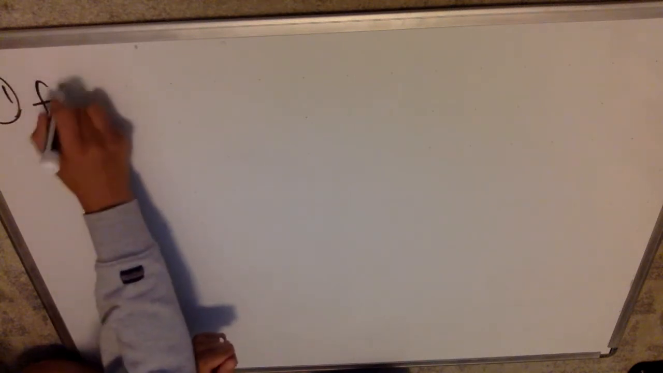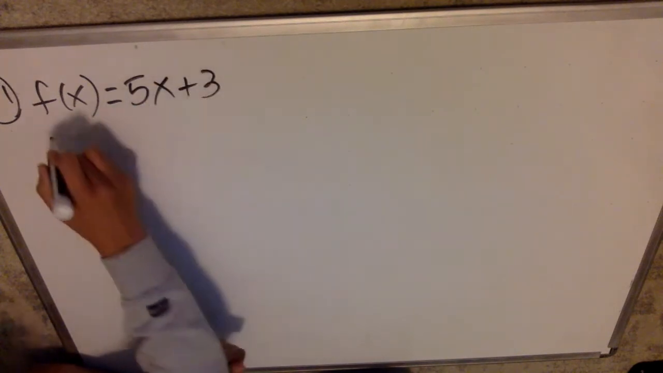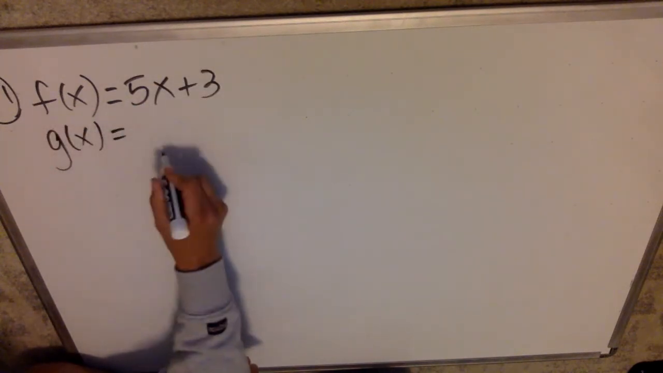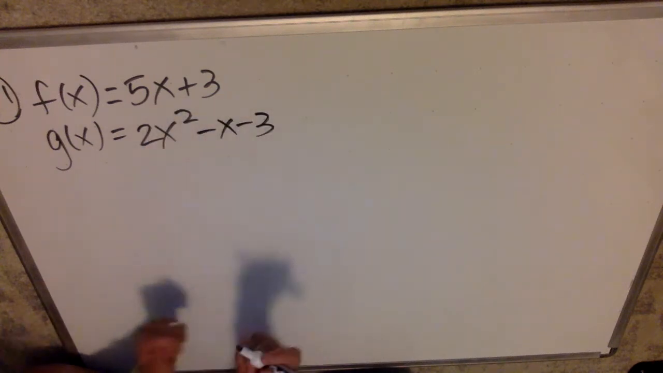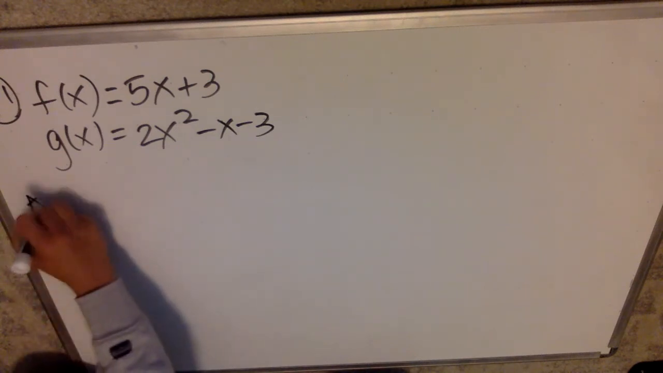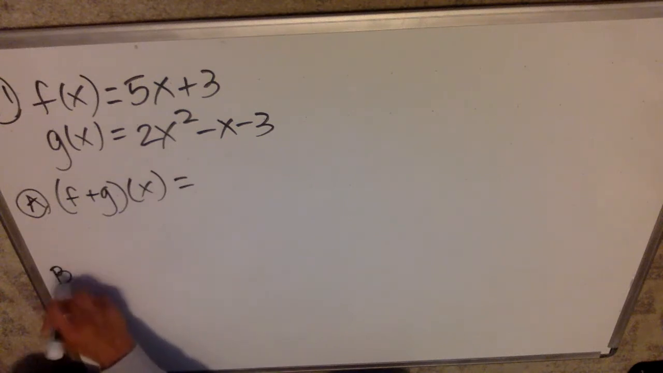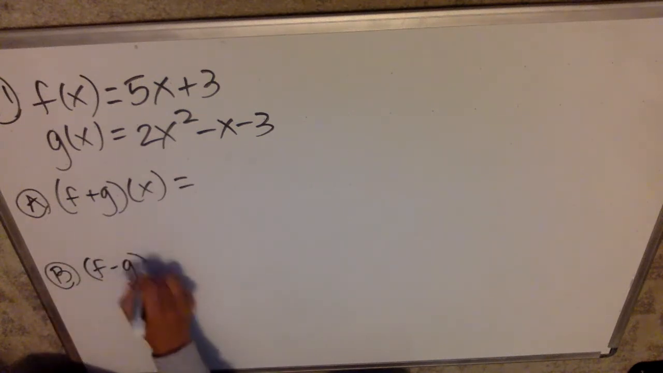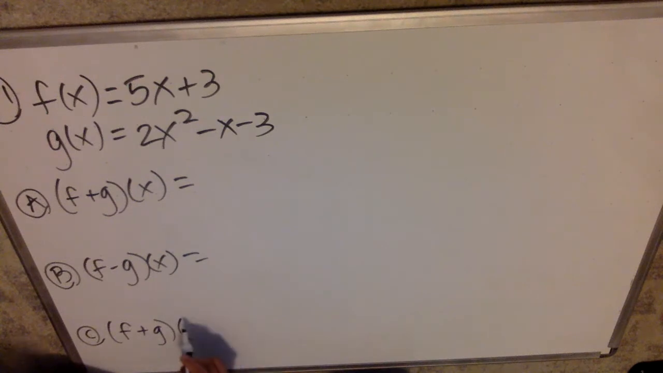All right, so for P1, let's do f of x equals 5x plus 3, and let's do g of x equals 2x squared minus x minus 3, right? So for A, I want you to find f plus g of x. For B, I want you to find f minus g of x. And for C, let's do f plus g of 10. Okay, cool.